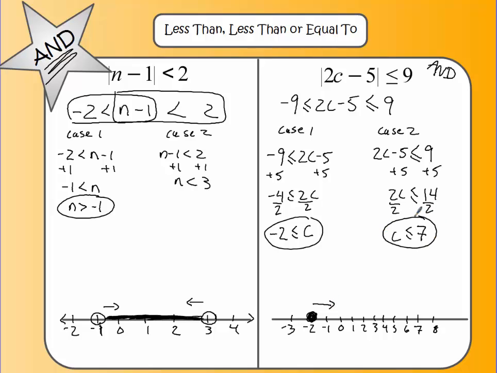Let's graph this piece. c is less than or equal to 7, so I have a closed dot at 7. Let's pick a number like 4. Is 4 less than or equal to 7? Yes, it is, so I want to shade towards 4. So again, I now have this whole section in between my two dots that gets shaded, and that's the graph of this absolute value inequality. Big thing to remember here is that when we have less than or less than or equal to, it becomes and.